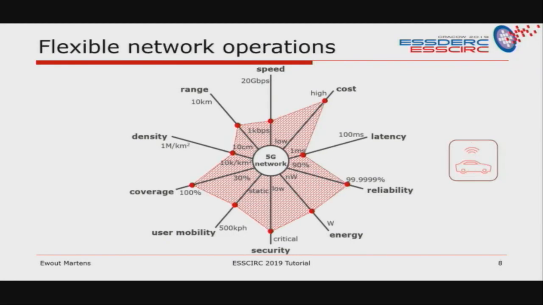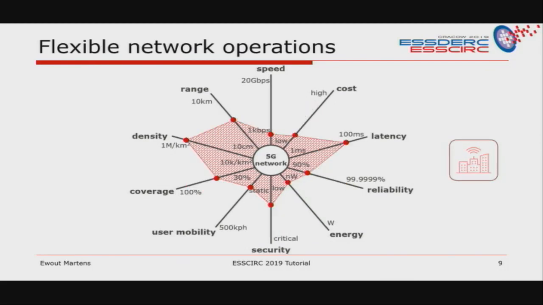If you go to, for example, a connected cars system, then of course security and reliability become much more important, but the speed, the data rate that we need, is much lower. Also the range is in general much lower. If you go to a smart city system, then density is important. It must be very low cost, very low energy, and the speed can be even much lower.